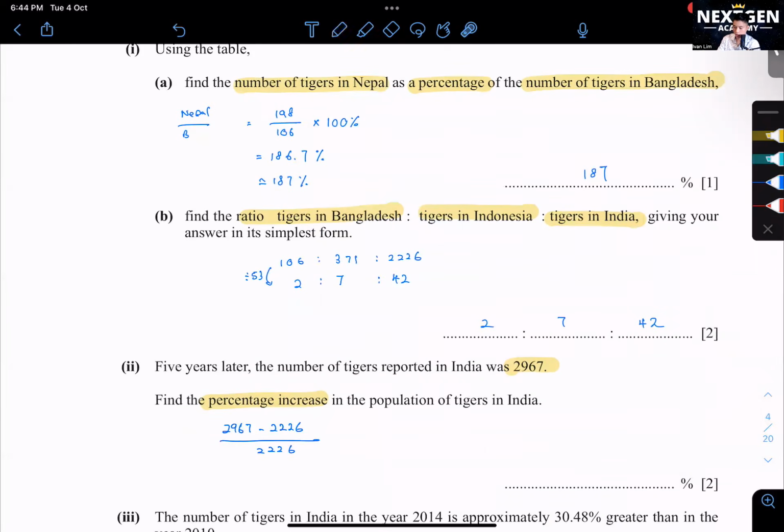I saw some of you writing 2967 at the bottom. Always remember the bottom one is your original value. Then times 100%, and then we'll get 33.28. You can round it up to 33.3%.